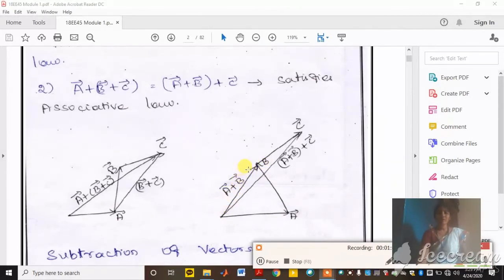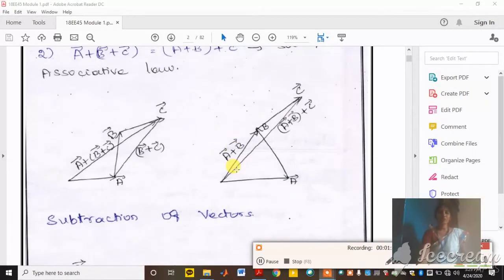Next, this vector should be added with your C vector. So the C vector is available over here and the A plus B vector is available over here. The net result of the vectors will be A plus B plus C. So it is also satisfying your associative law. Whatever answers you get in both cases, they are going to be the same. There is no difference, only the direction, everything is going to be the same.